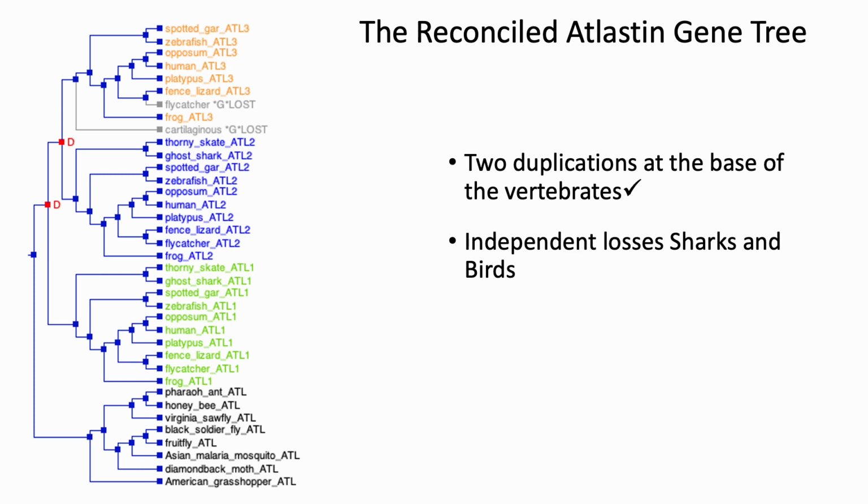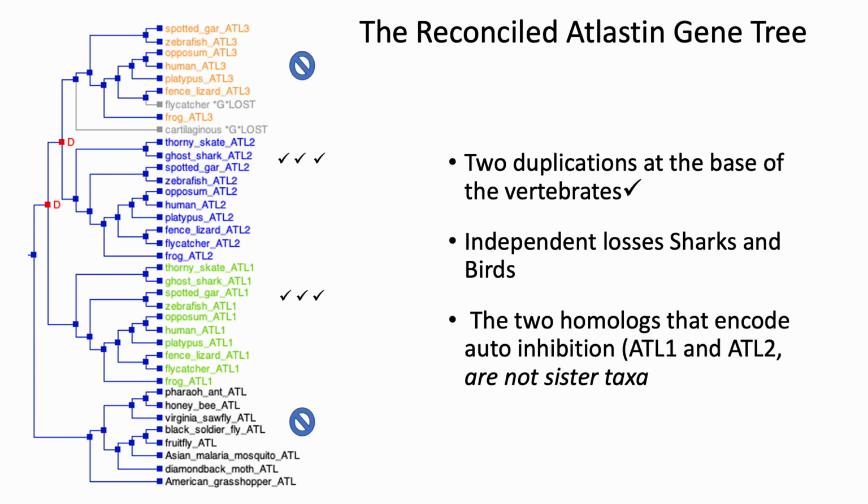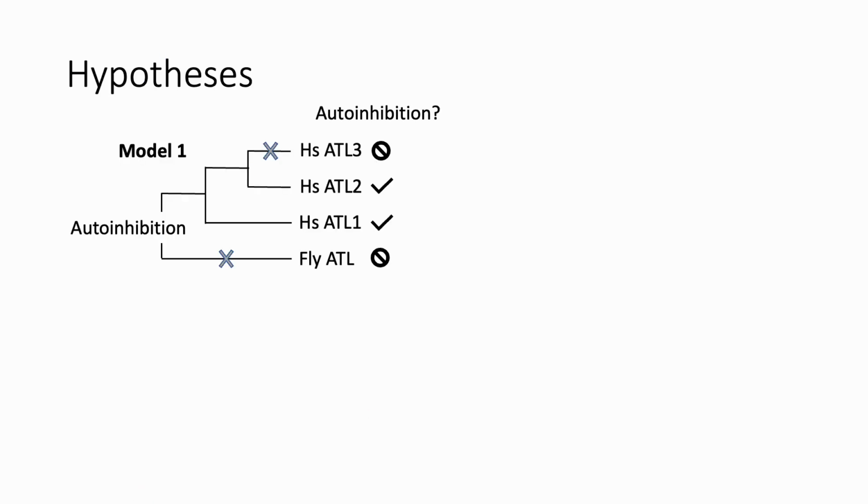Notung reconciliation indicates that there were two duplications at the base of the vertebrates leading to three paralogs. The ATL3 paralog was subsequently lost independently in both sharks and birds. Of note, the two homologs that encode autoinhibition, ATL1 and ATL2, are not sister taxa. There are three hypotheses that require only two events.